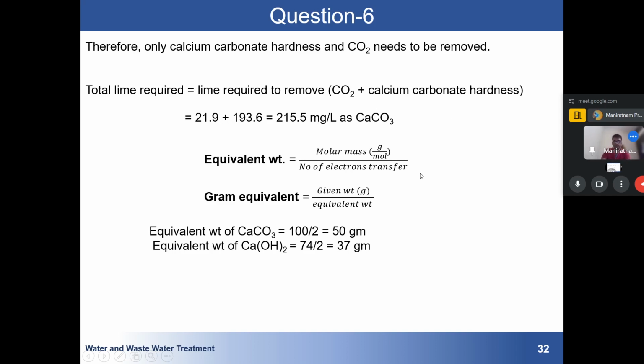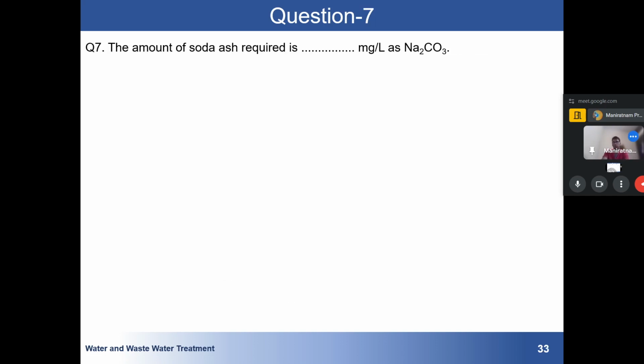Now what I have done is nothing but convert this gram equivalent to normal weight. The number of equivalents can be multiplied with the other required weight, and that will give you the equivalent weight in this form. The amount of soda ash required is... okay, there is no need to remove non-carbonate hardness.